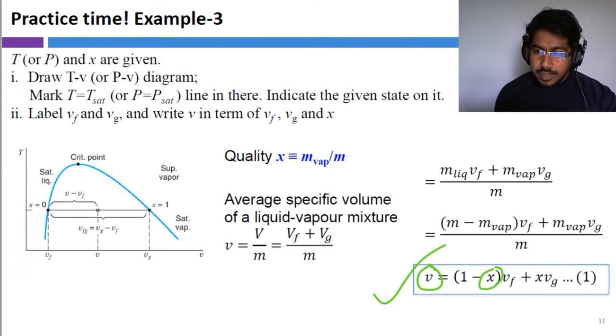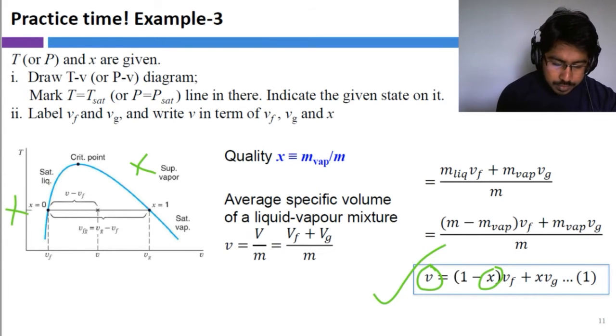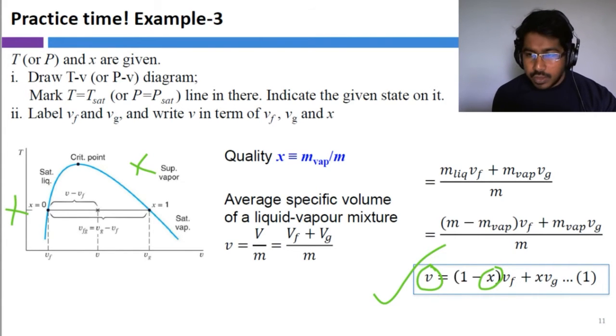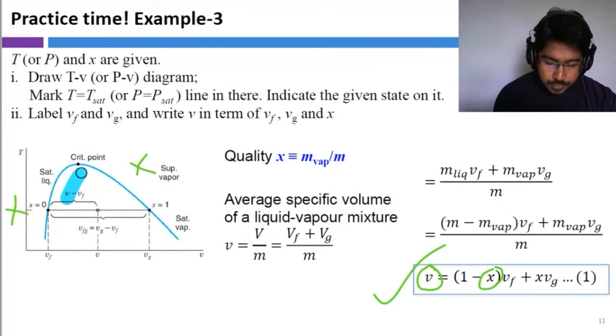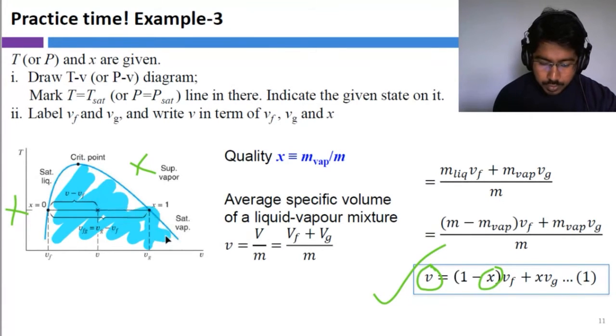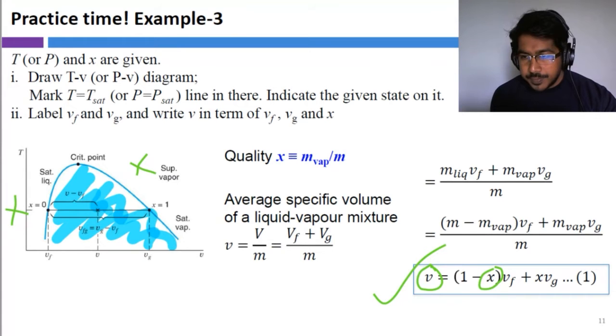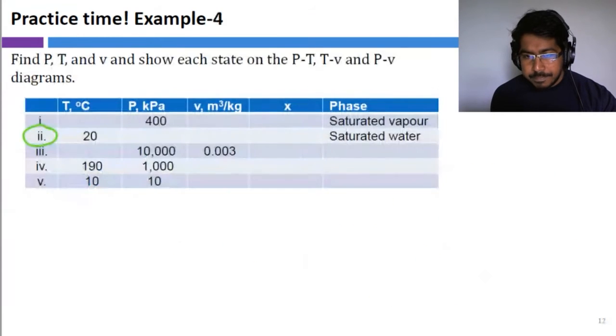And if we are outside the dome, like somewhere here or here, then there's no quality. Quality is only for the dome: the saturated liquid line, the saturated vapor line, and the region inside the dome. So this portion only, and the boundary lines. Okay.